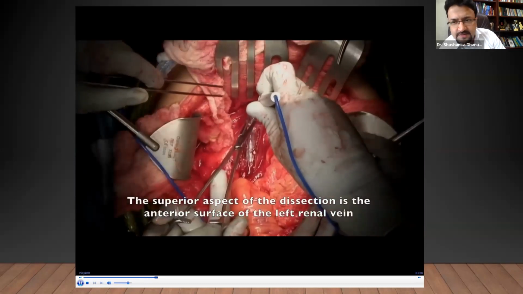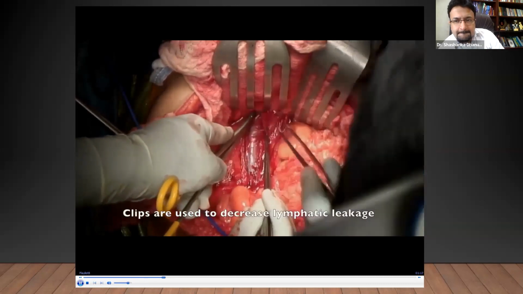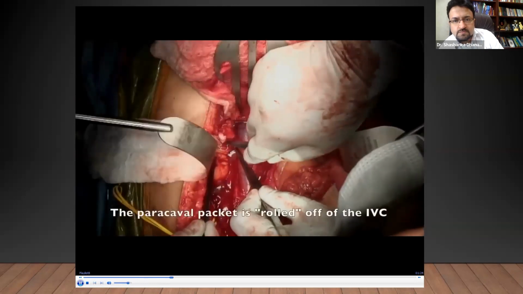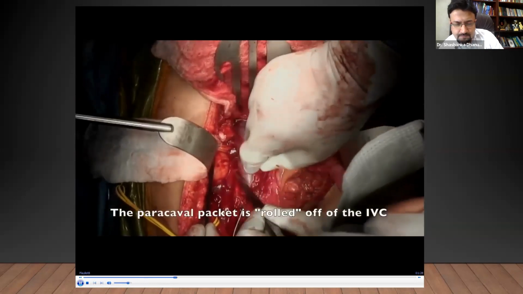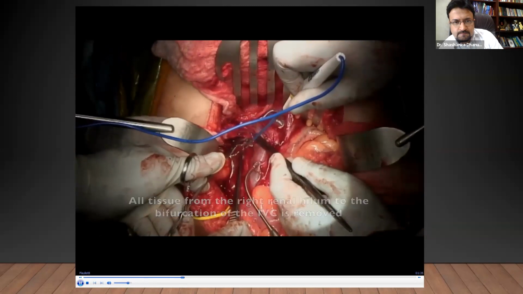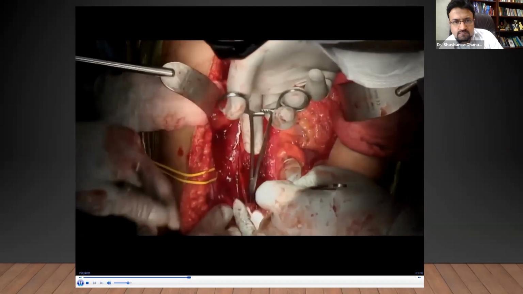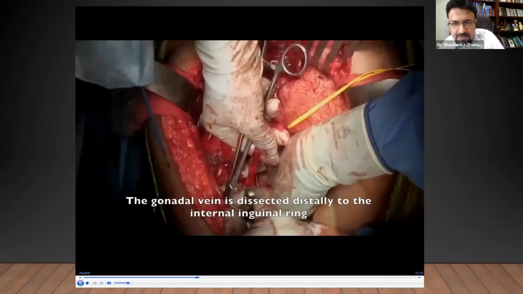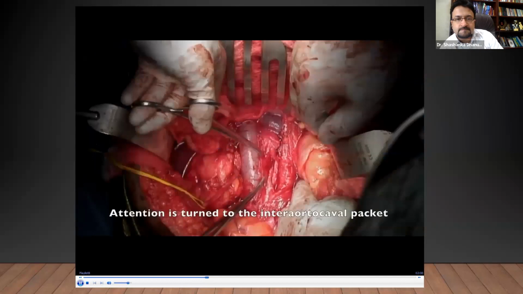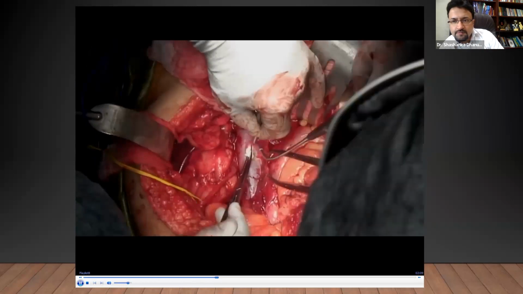This is very important. The limits of dissection. We'll take it up with some of the residents. This is the rolling. That's your level of dissection. Another rolling being performed for the intra-aortocaval package.